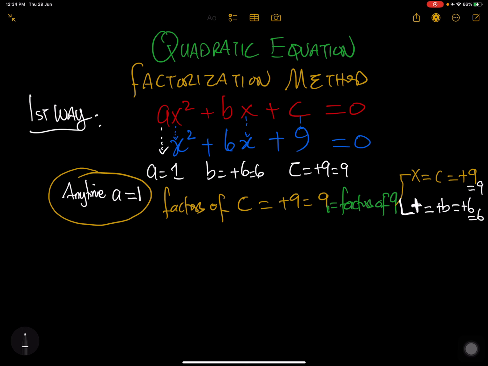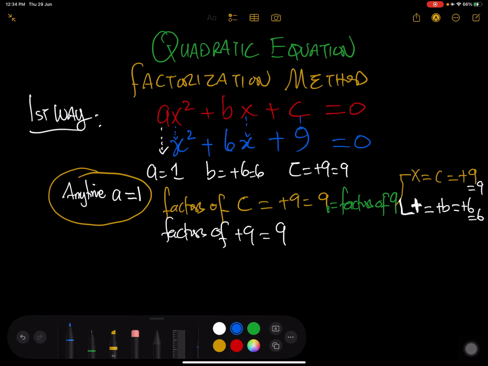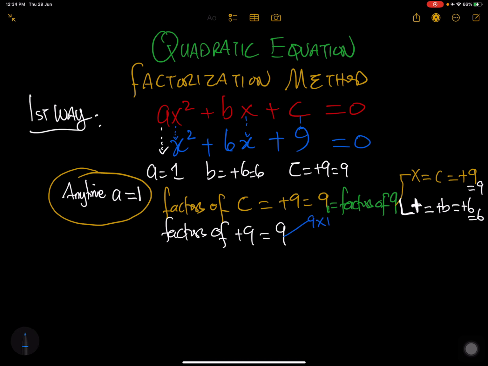Okay. So what are the factors of 9? The factors of 9 could be 9 times 1, or it could be 3 times 3. If we pick 9 times 1, when we multiply them, we get plus 9. But when we add, are we going to get plus 6? When we add, we get plus 10. So this cannot work. This is a no.